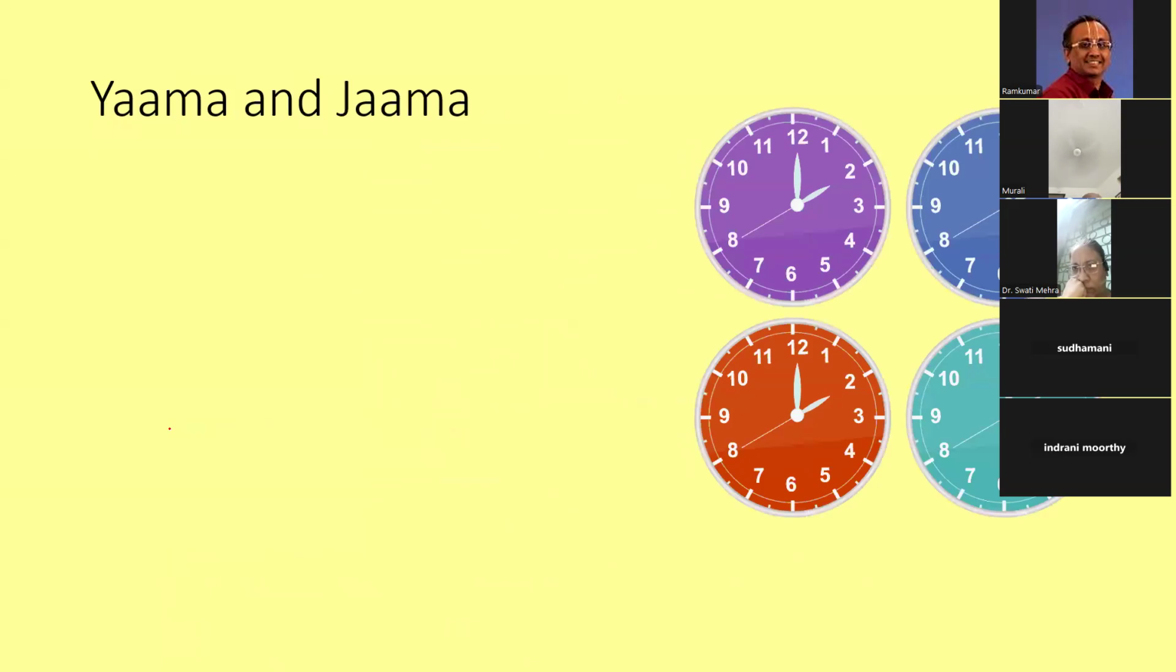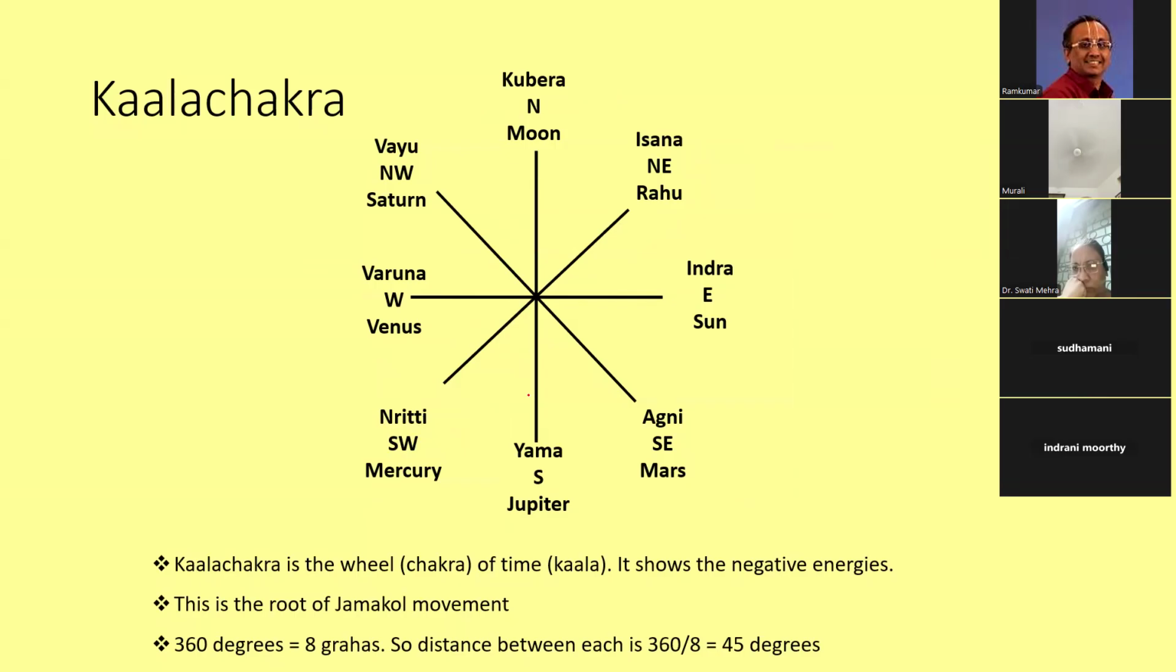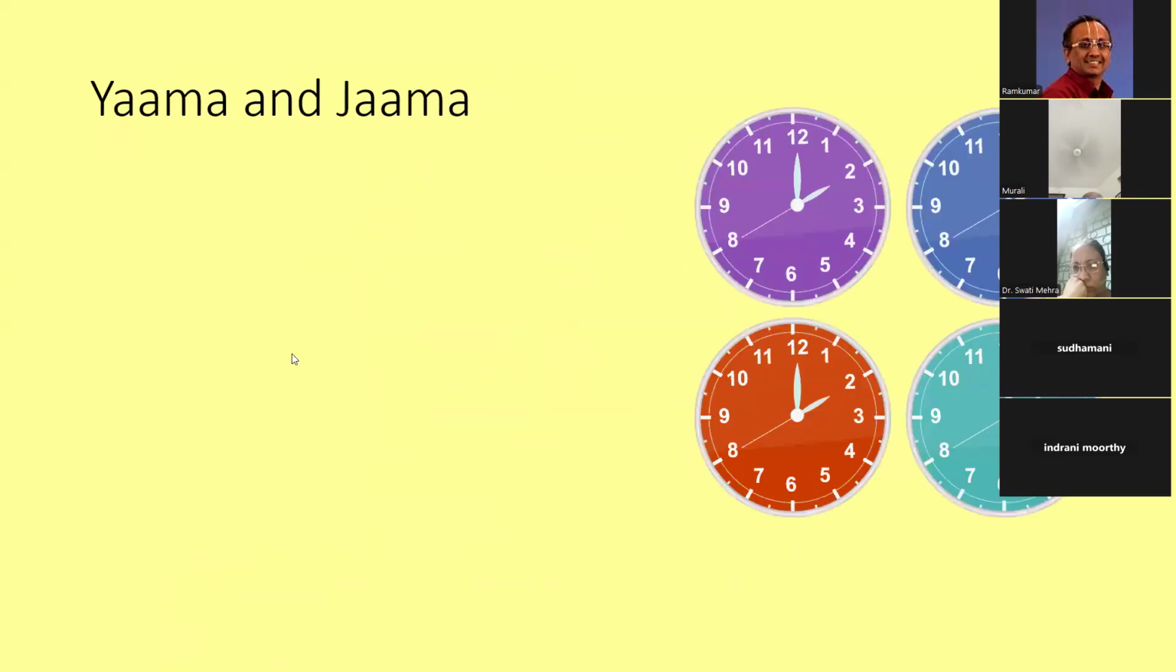Now, first confusion starts. Before we go there, there are 2 things. Now, there is something called as yama and jama. Yama means 3 hours. Jama means 1.5 hours. So a day is divided into 8 yamas. So what happens? For every 3 hours, there's 1 yama.